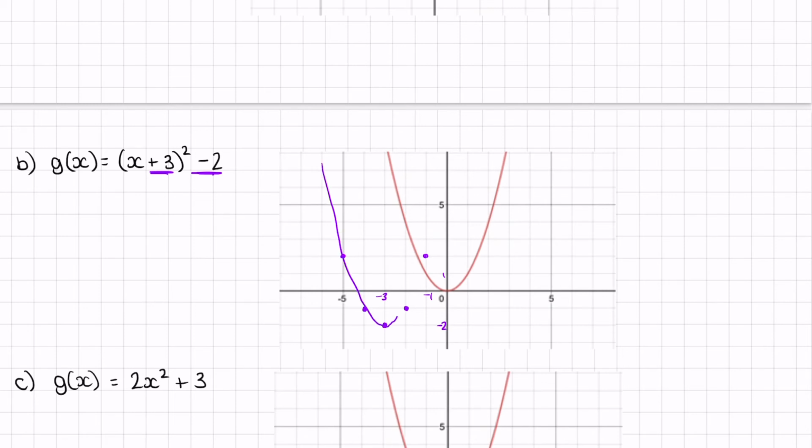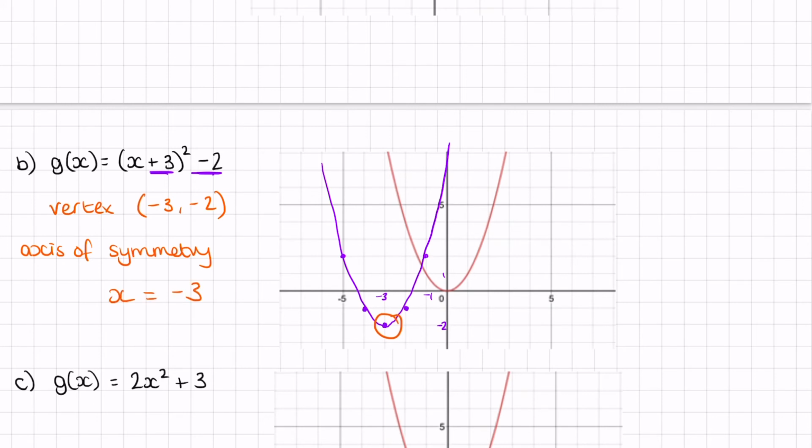joining up the dots. For this one, our vertex, our minimum, is now at this point here, which is at negative 3, negative 2, and the axis of symmetry will be at x equals negative 3.